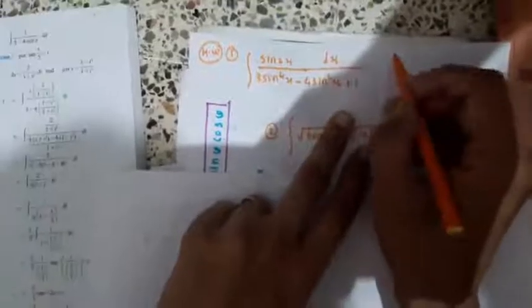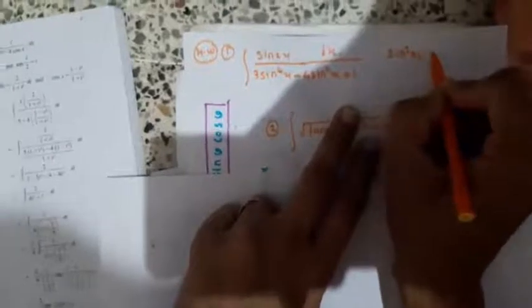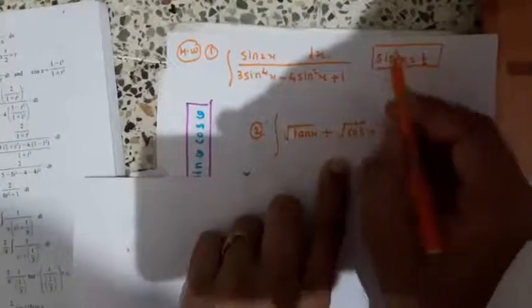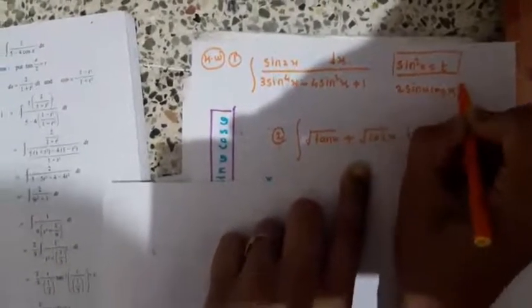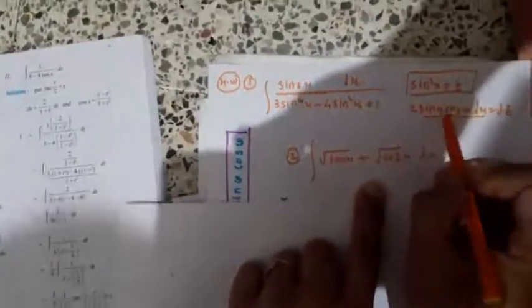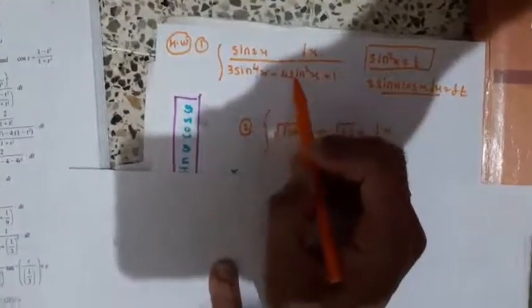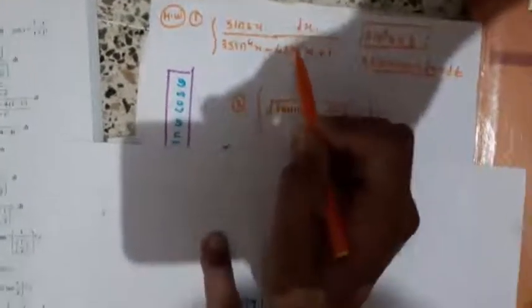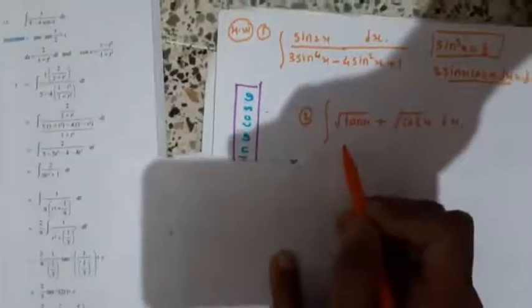To solve this problem, first substitute, that is put sin²x equal to t. Then this substitution you have to differentiate. Then you will get 2 sin x cos x dx equal to dt. And you know that this is sin 2x. Hence sin 2x dx equal to dt. And then your problem will be in integrable form. That will be converted into the special integral type. Okay. Now this is the second example.